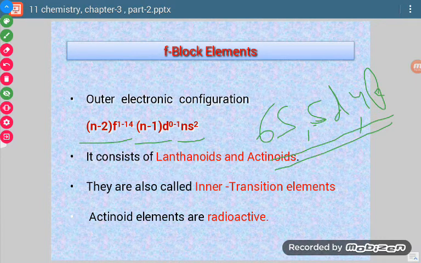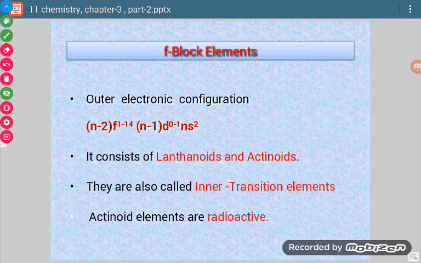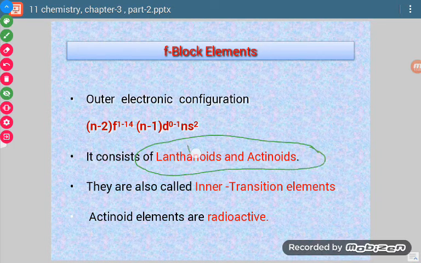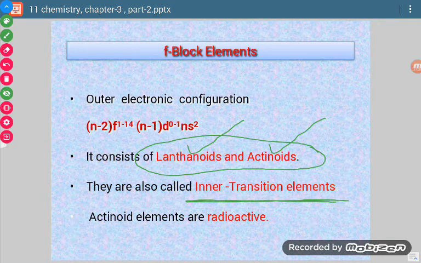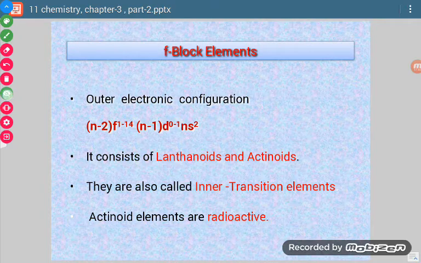Okay, these will be the valence shell orbitals. Now there are only 2 rows in this. One row is called lanthanoids, another is called actinoids, and they are known as inner transition elements. Actinides are all radioactive. Those 14 elements which come after actinium are called actinides, and they are all radioactive.